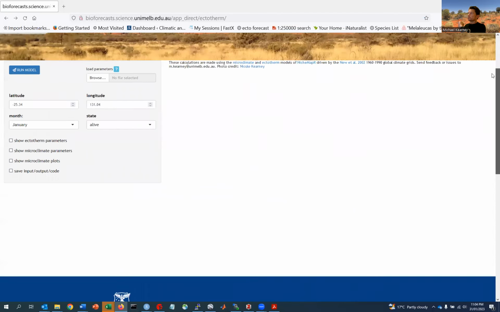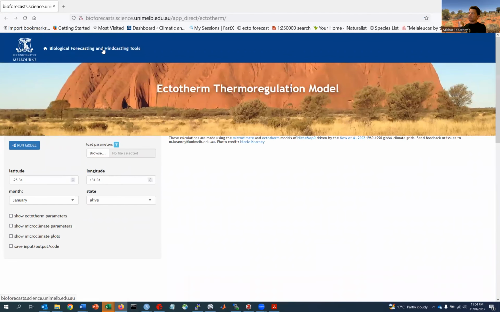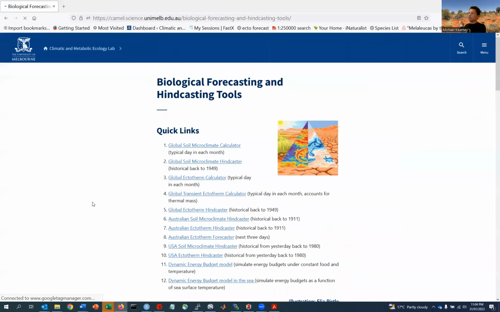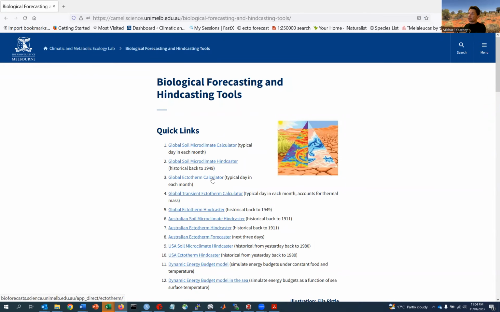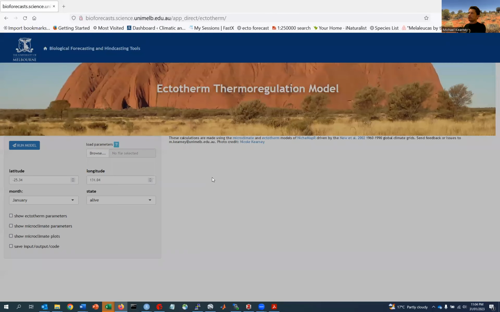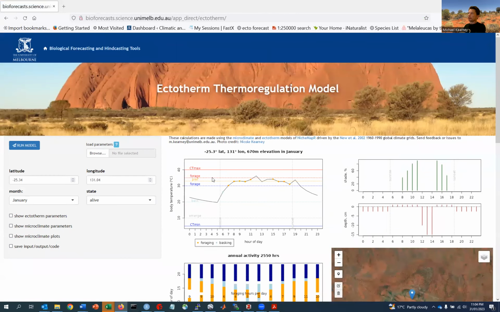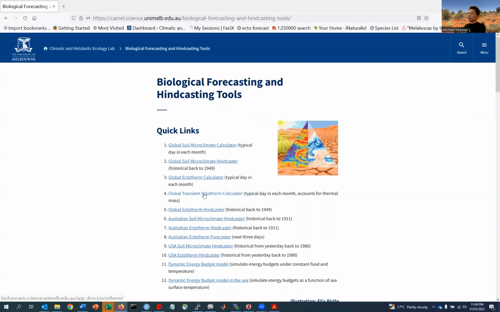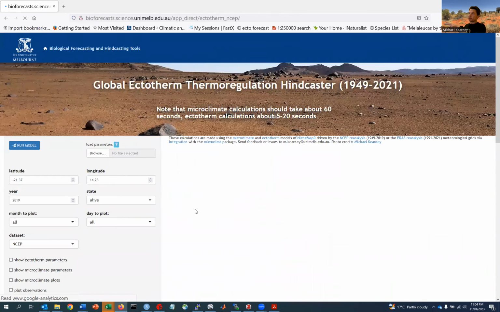So that's the Ectotherm model. And if I go back to the forecasting and hindcasting tools, there is a global Ectotherm calculator, which runs exactly the same way, but using the output from the global microclimate hindcaster. So, oops, I chose the wrong app there. This one, number 5 in the list. So this one's going to show the calculation of body temperature of the same kind of animal, but in Namibia.